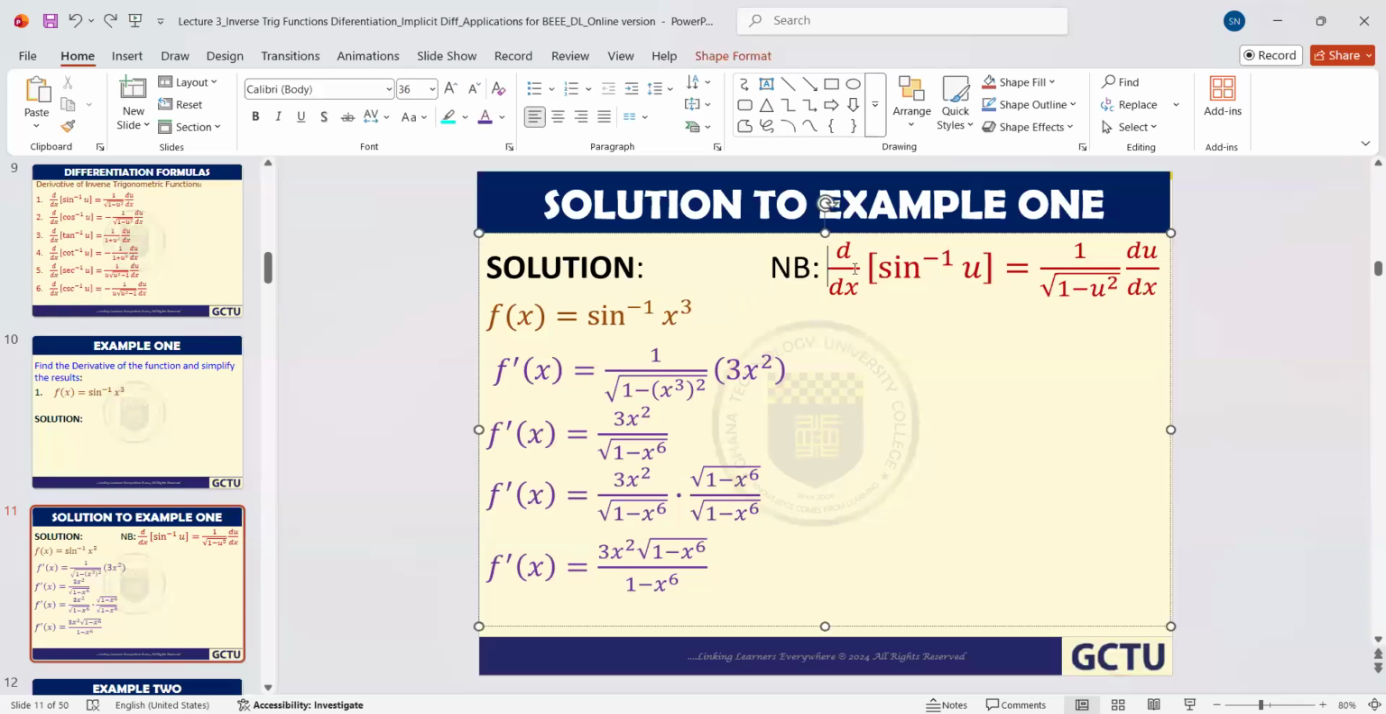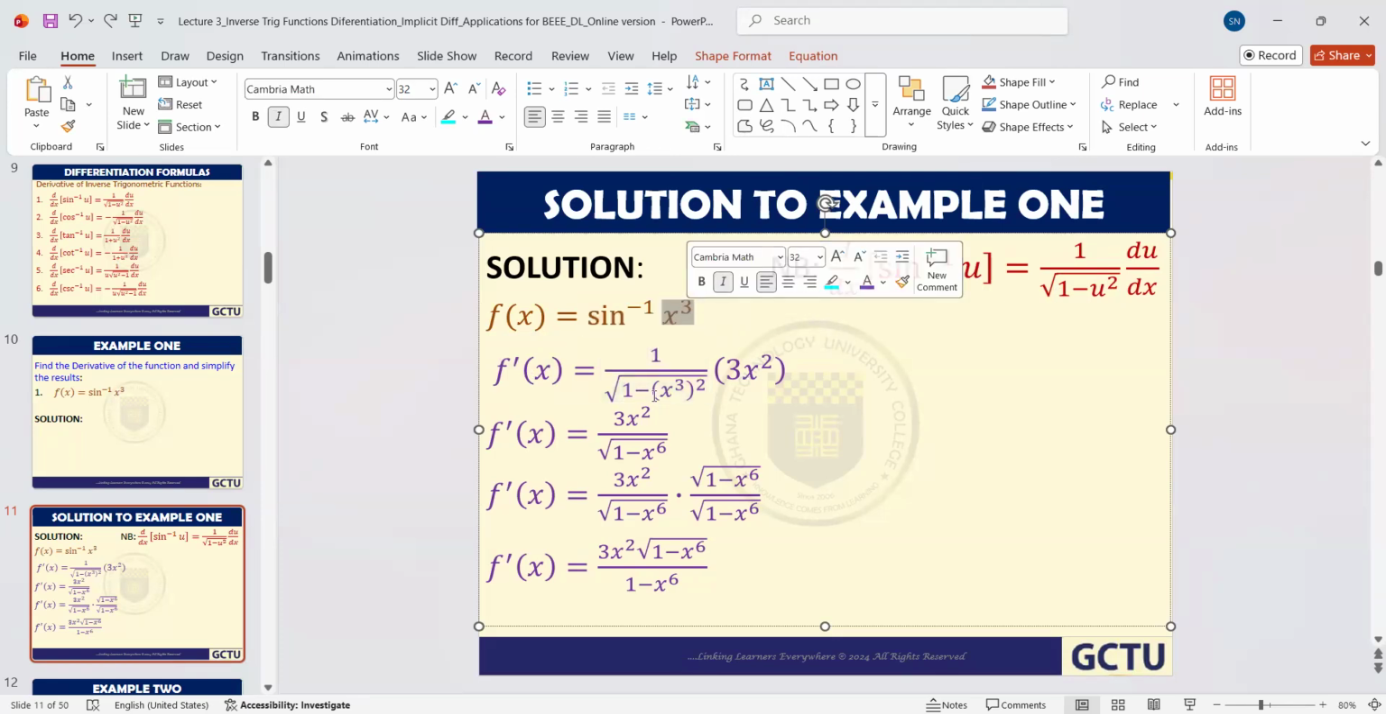So I'm quoting the formula here that the derivative of sine inverse of u becomes 1 over square root of 1 minus u squared. Then you differentiate the angle itself. So my first differential will be, I'm quoting the formula, 1 in the numerator, the denominator becomes the square root of 1 minus, u is x cubed.